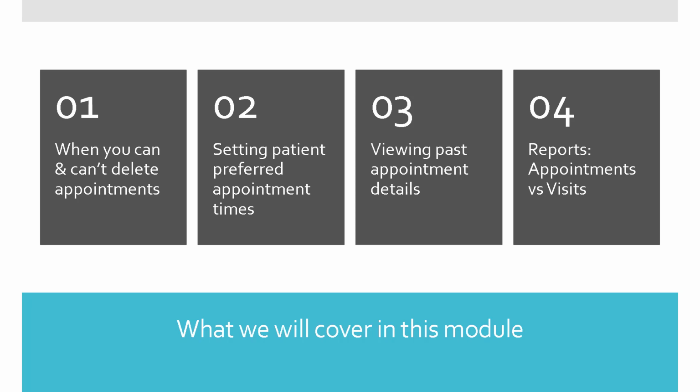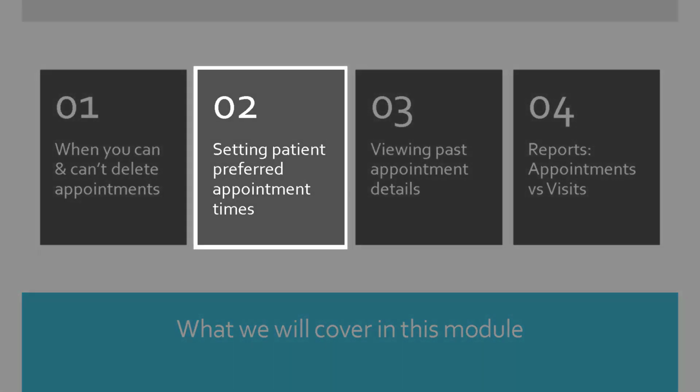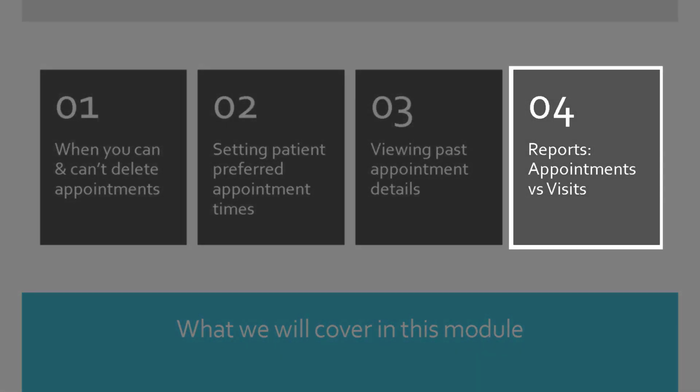We ended the last module discussing the difference between deleting an appointment and changing the appointment status. We'll start Module 2 discussing scenarios where Chart Talk would prevent you from deleting an appointment. Then, we'll get into the patient navigation menu and set up the preferred appointment times for a patient and where you can view upcoming and past appointments for a patient. Finally, we'll conclude by looking at two reports that deal specifically with scheduling, appointments, and patient visits.